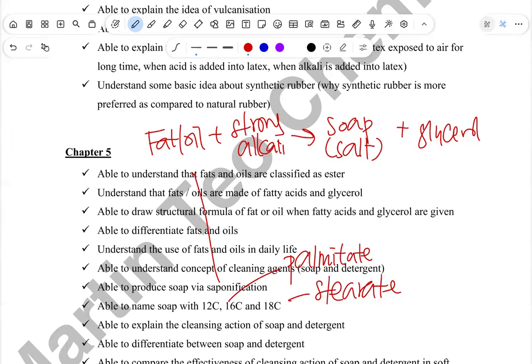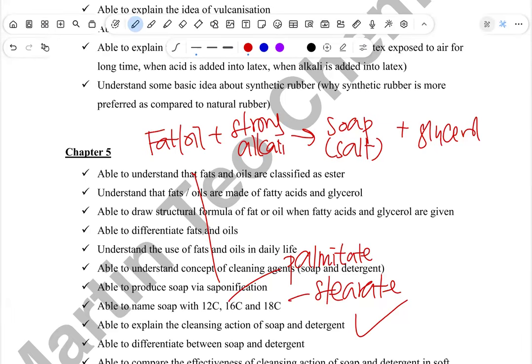The name of detergent is not important. In SPM they are very biased, they ask soap much more than detergent. Make sure you know how to explain the cleansing action step by step, how the soap and detergent do the cleaning for you. Soap and detergent dissolve in water and reduce the surface tension of water so the water can make the clothes wet easily. The soap ion has a hydrophilic part and a hydrophobic part. One part is soluble in water, the other part is soluble in grease, and so on.